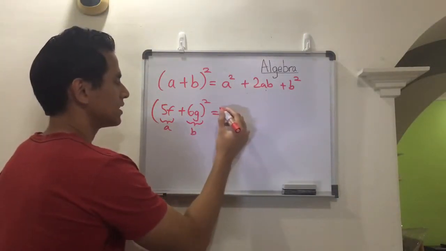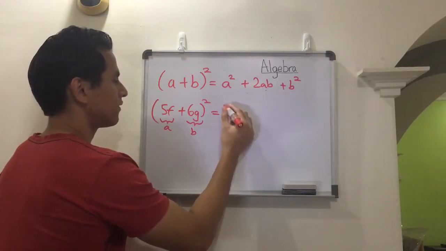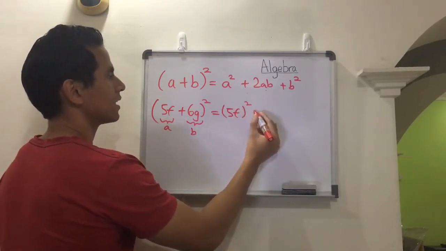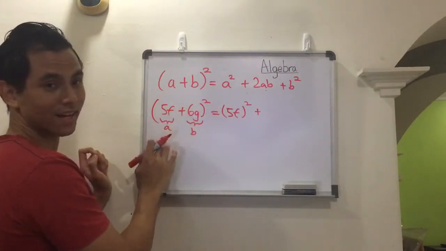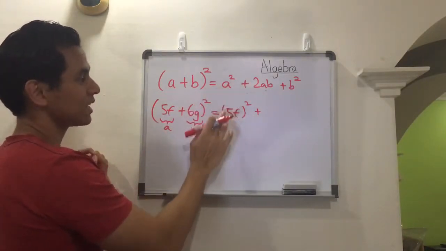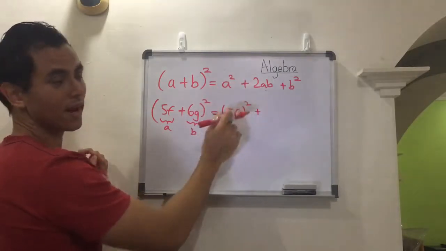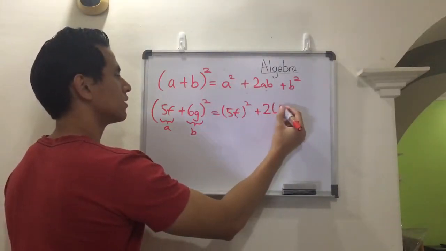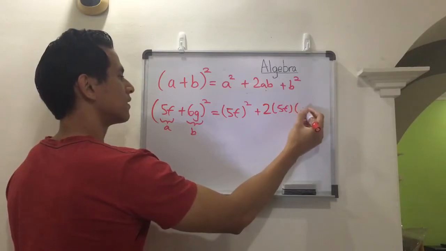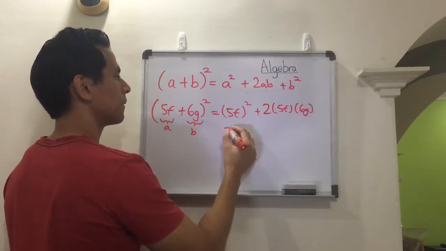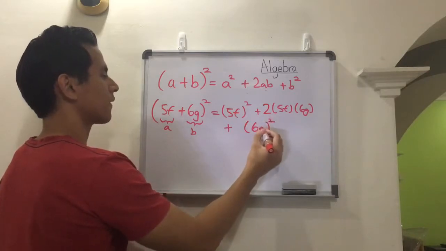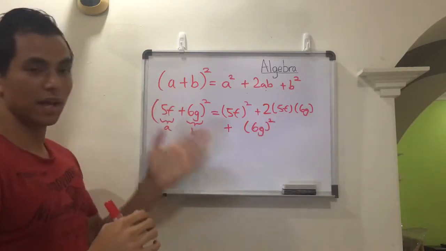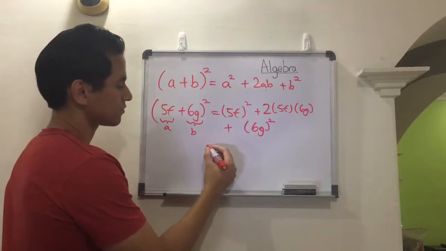Therefore, this will just be 5f squared, because 5f is our a, right? So through the formula we know it is a squared. So 5f squared plus 2 times 5f times 6g plus 6g squared. Okay? Hence, I expand this out.